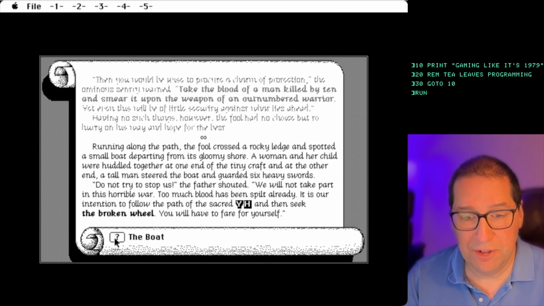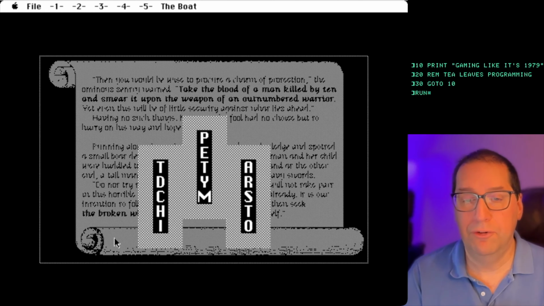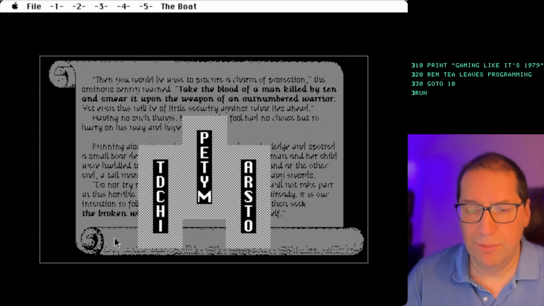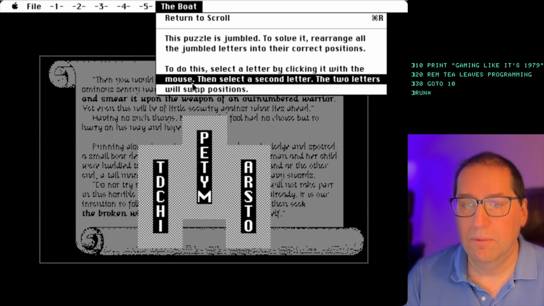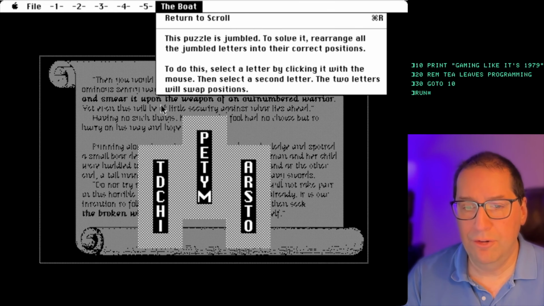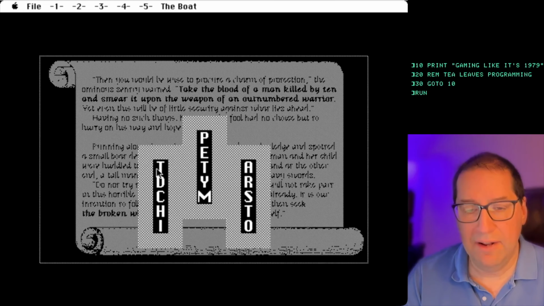All right, let's go into our second puzzle that we have left out of 3, the boat. All right, so we have 3 columns. Always go up and read the instructions. Okay, so the first question is, can I switch columns? And the answer is no. So these are entirely within one puzzle.